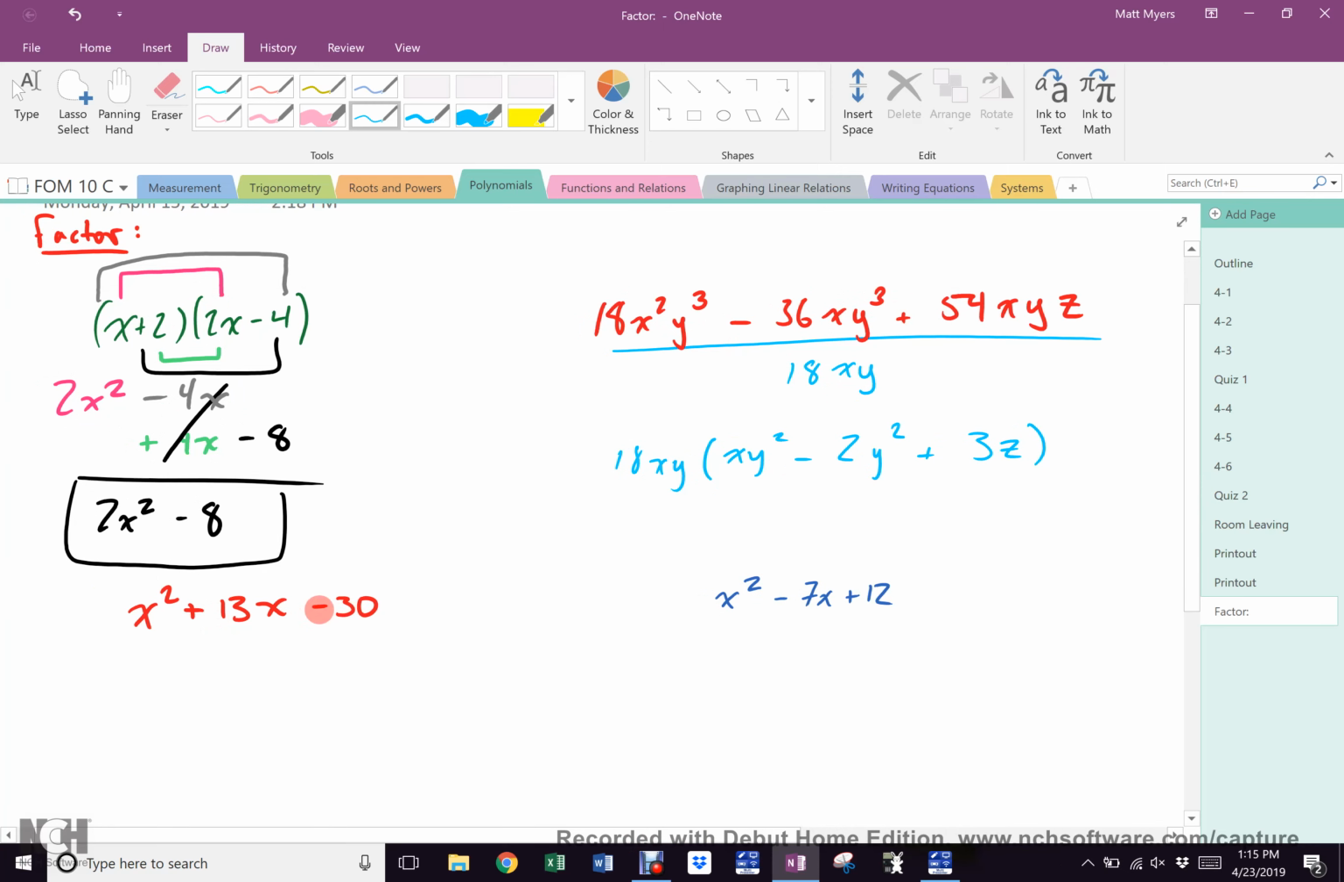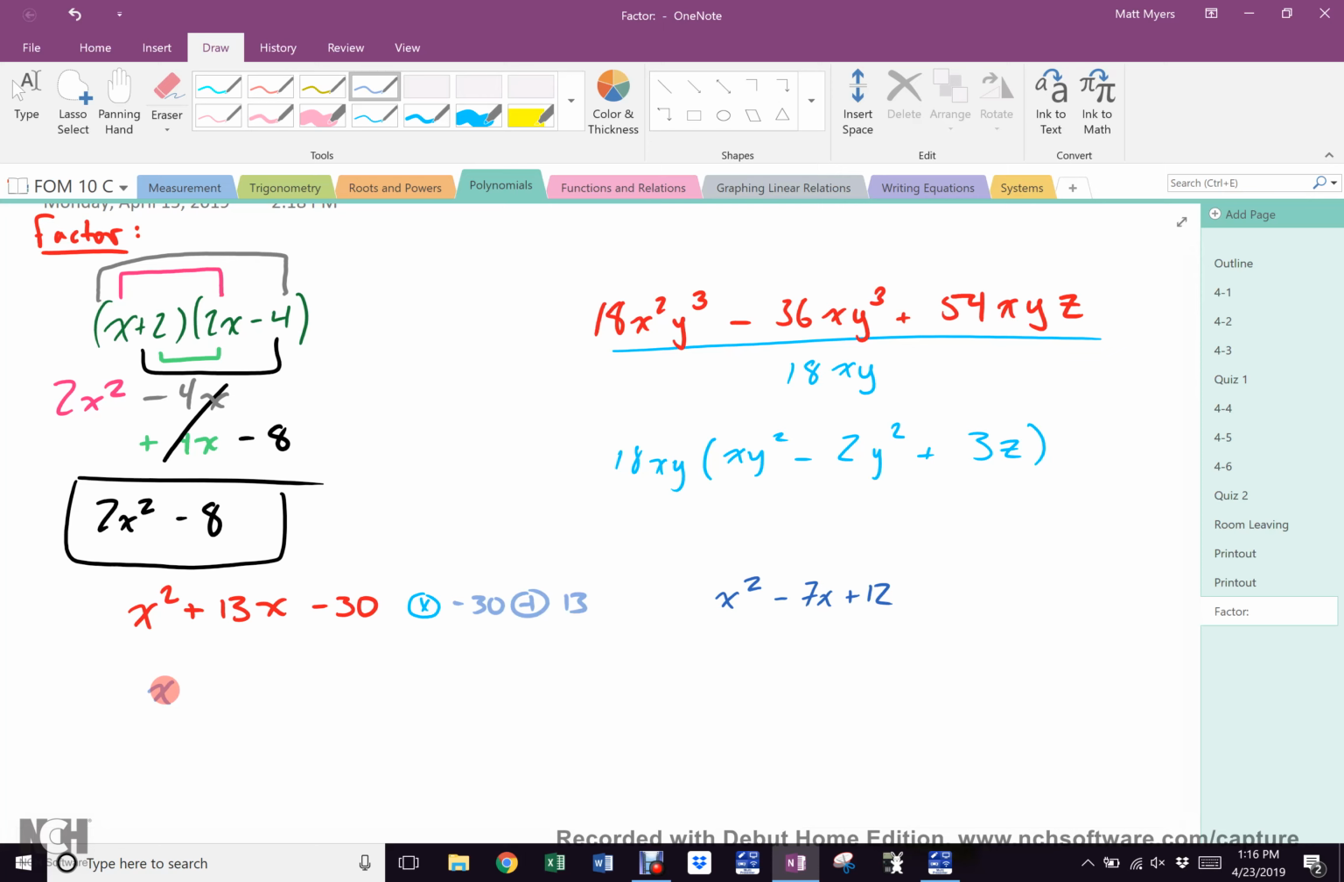This, as Jacqueline asked before she left, I need to multiply to negative 30 and add to 13. What is it? 10 and 3. Okay. Which one would be positive? Which one would be negative? Or were they both positive? Or are they both negative? They're both negative? They're both positive.